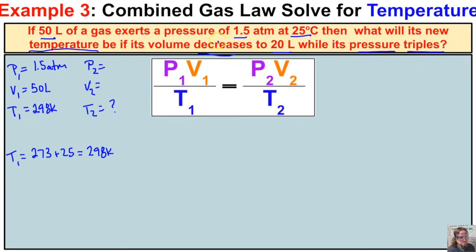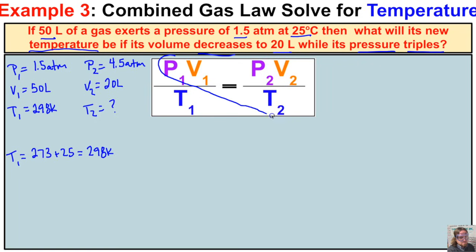It looks like its volume is decreasing to 20 liters. And what's happening to its pressure? The pressure here is tripling. The pressure here triples. So if this is the starting pressure and this triples right here, then 3 times 1.5 is 4.5 atmospheres. So there we go. We're asked to solve for T2 now.